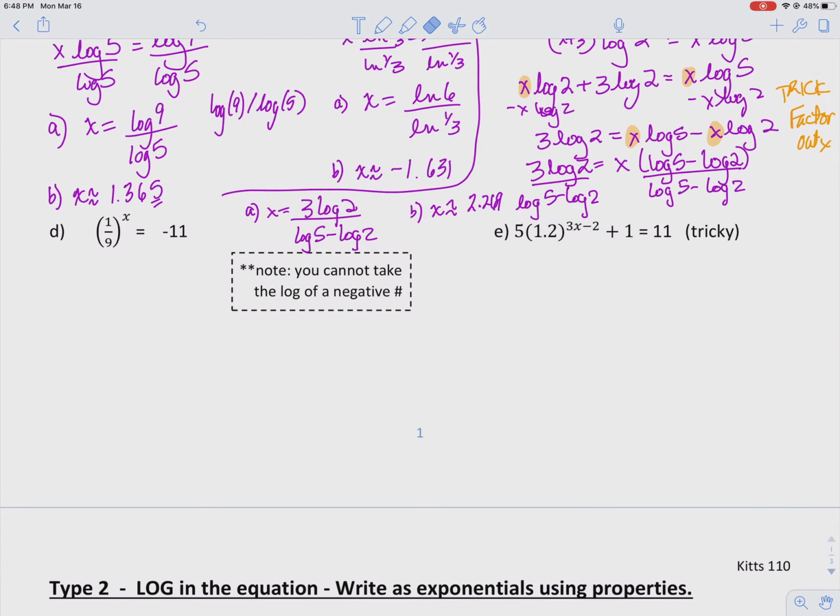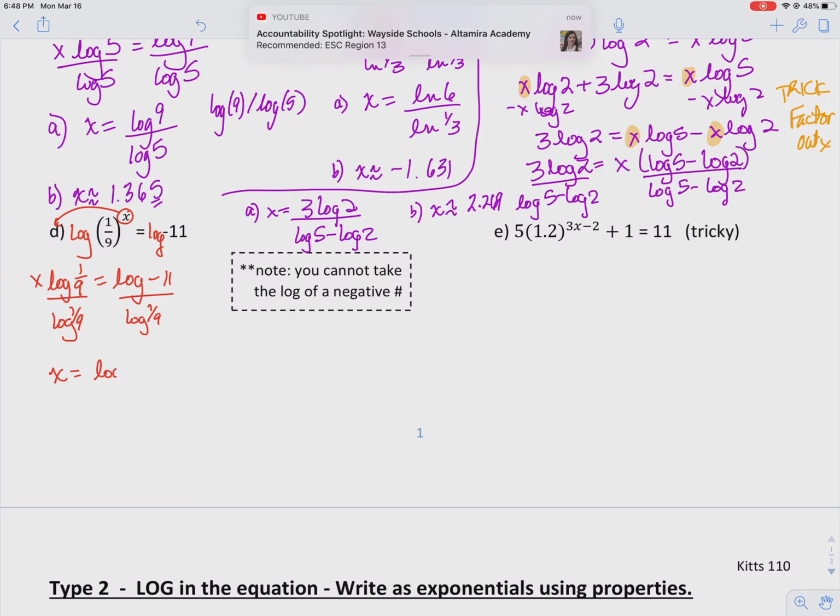So the way that I do that is I'm going to take the log of both sides. This time I wrote log instead of natural log. You can do either one. I can bring my x down in front. And I'll have the log of negative 11 over here. And then again, I just divide. So it looks just like the other one that we had. So the exact answer would be log of negative 11 divided by the log of 1/9.